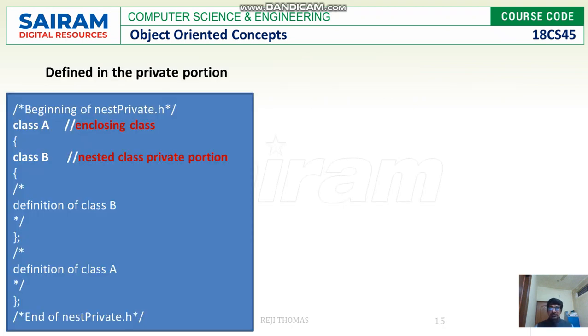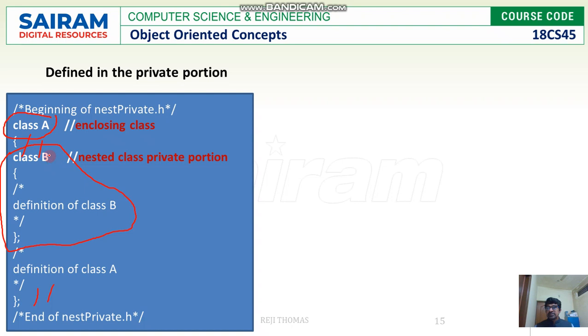So let us see an example. You can see a class called A, and inside it we have another class called B. The class A, which starts here and ends here, is known as the enclosing class. Inside class A, we have another class, which is what we call the nested class. So class A is your enclosing class and class B is your nested class.